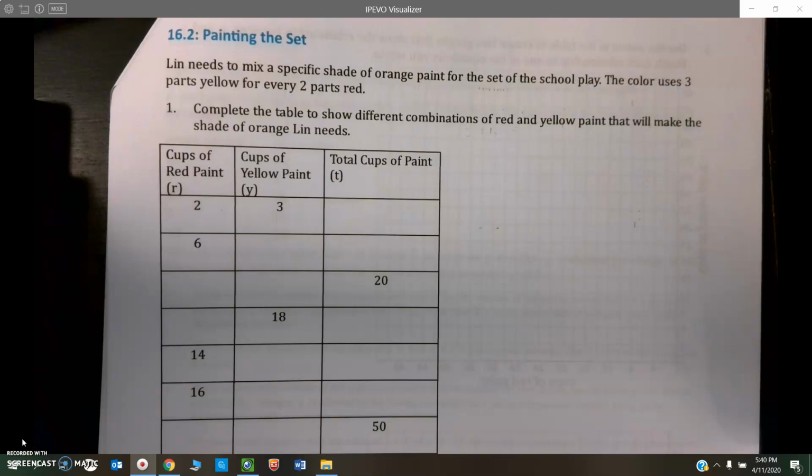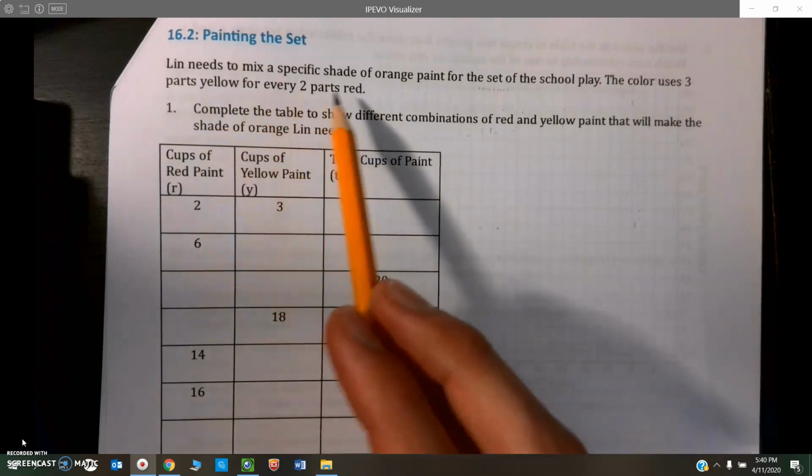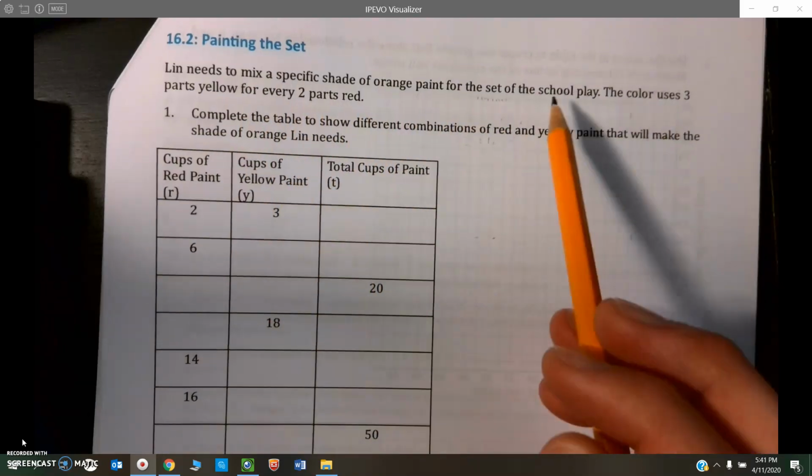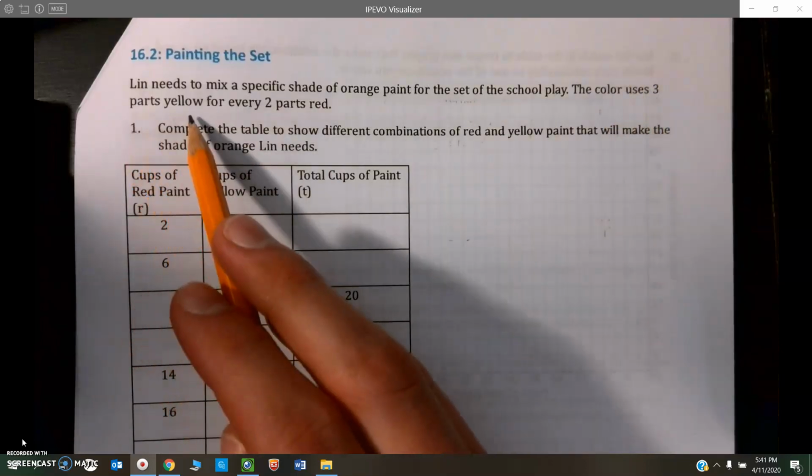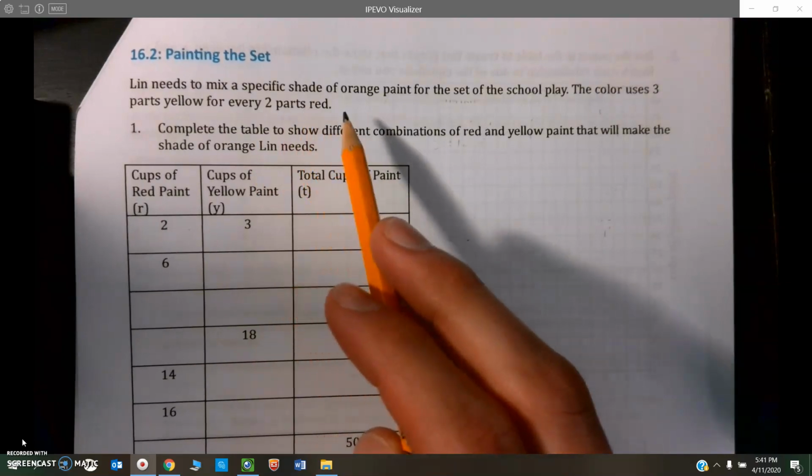Alright, so the name of this activity is painting the set. So it says Lynn needs to mix a specific shade of orange paint for the set of the school play. And the color uses 3 parts yellow for every 2 parts red.